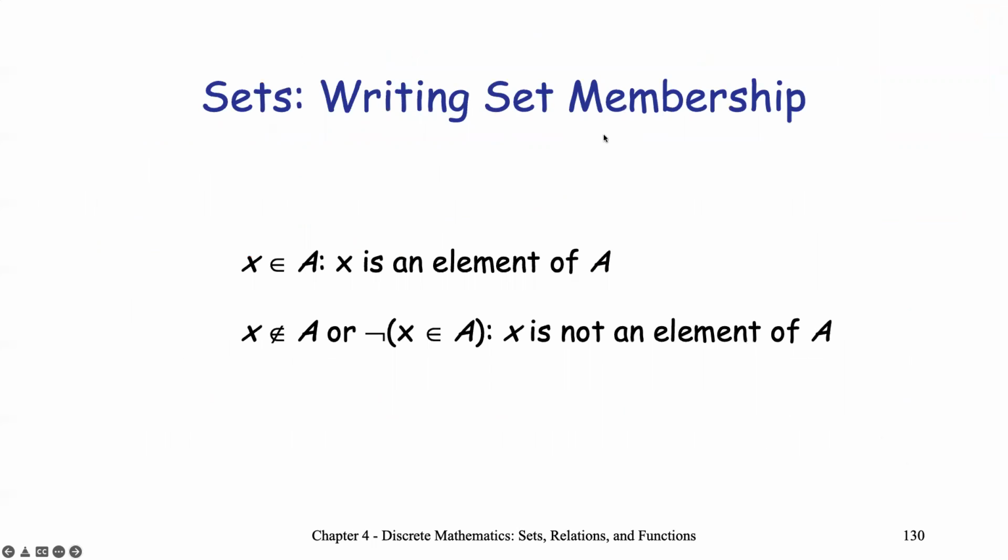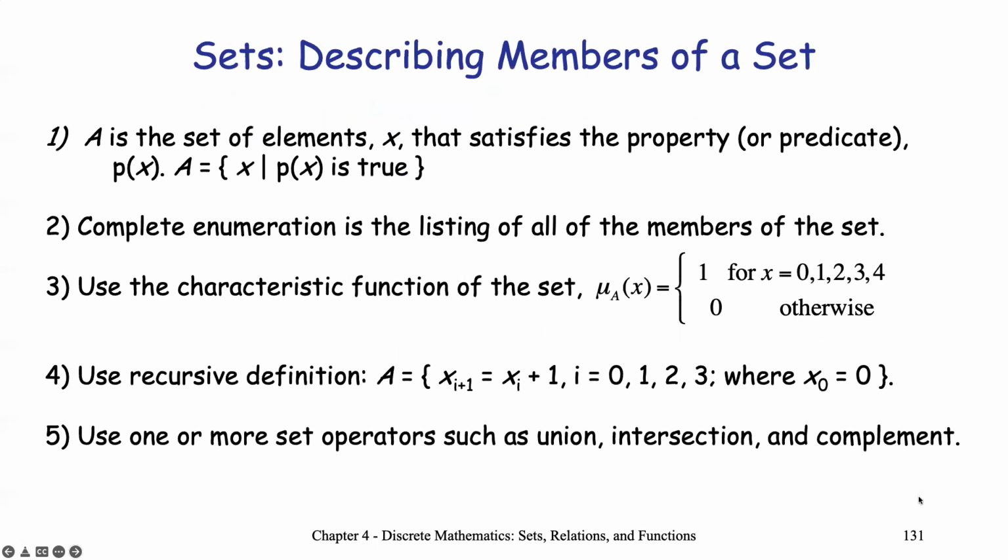And so for sets, this talks about how to write set membership. So X is an element of A, X is not an element of A. And there are a couple of different ways that you could write that, as we're showing here. For describing members of a set, A is the set of elements X that satisfy a property P of X. Complete enumeration is the listing of all the members of a set. We can use the characteristic function of a set to help us figure out what we're trying to accomplish here. And so here's an example.